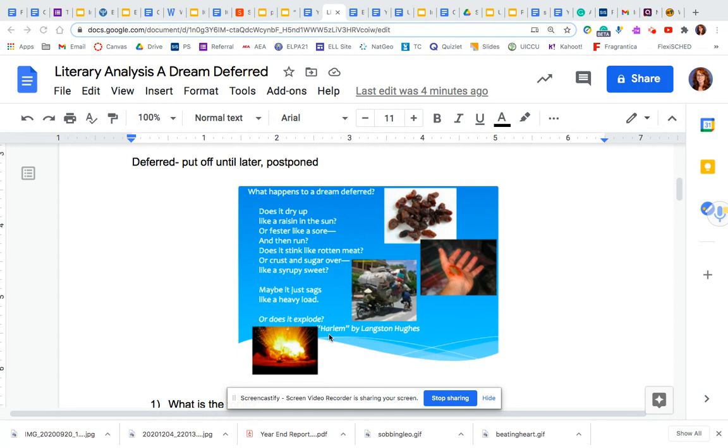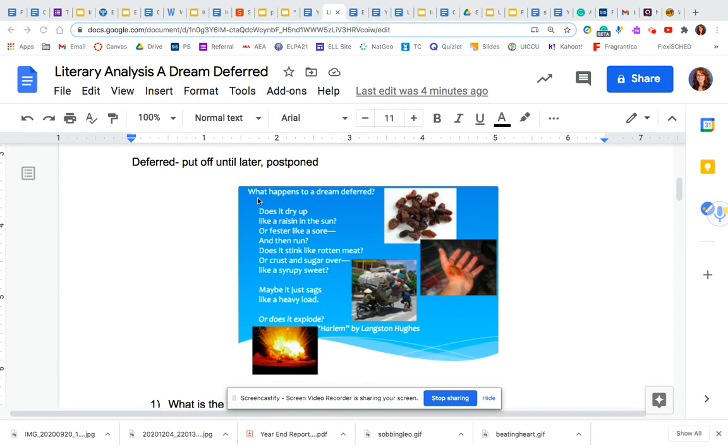So, the very first line of this poem is, "What happens to a dream deferred?" And it's really important to know what that word deferred means. If something is deferred, it's put off till later, it's pushed aside. It's postponed. So, this is about a dream deferred. When you have a dream, but you can't achieve it right now, you have to push it aside and wait, maybe for a very long time.